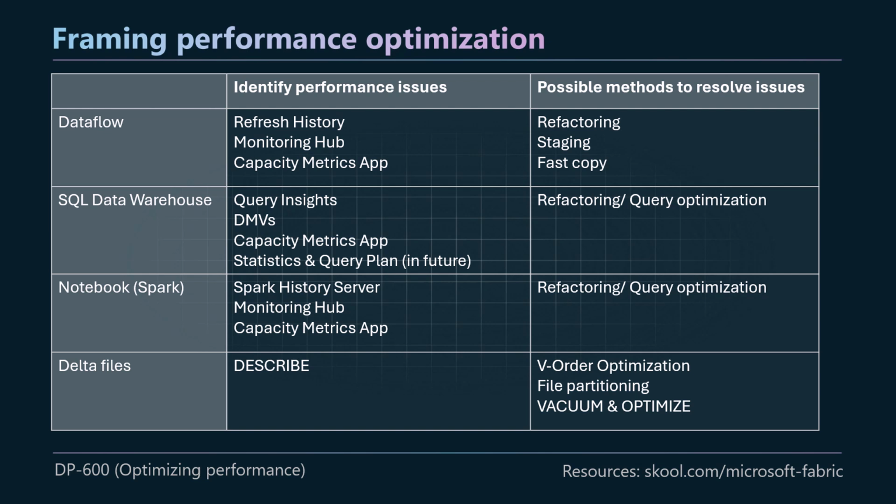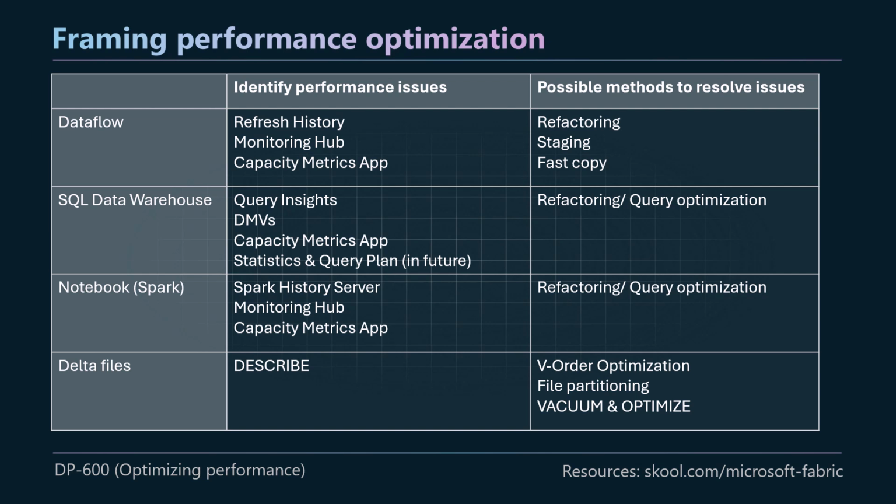And you notice that some of these actually repeat. So the monitoring hub and the capacity metrics app is kind of like a generic place where you can do lots of performance monitoring across Fabric. In the data warehouse, we have Query Insights and DMVs, dynamic management views. With the Spark engine, we have the Spark history server, and we also have access to quite detailed monitoring in the monitoring hub as well.